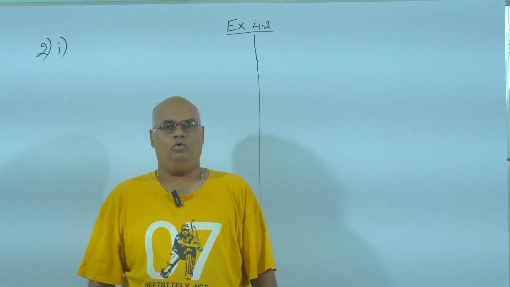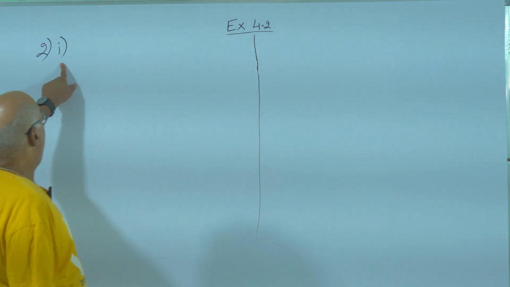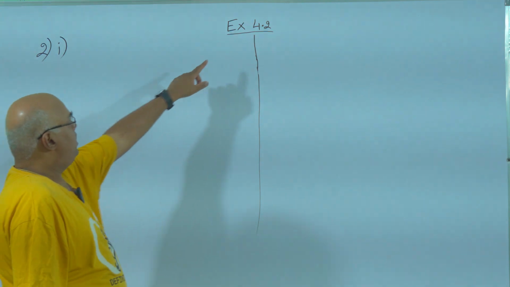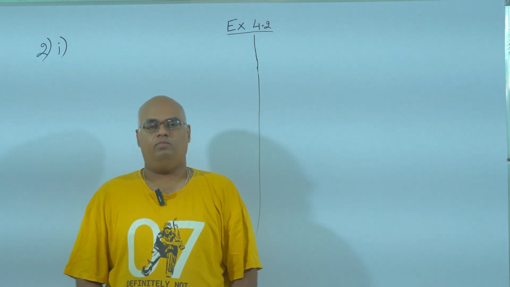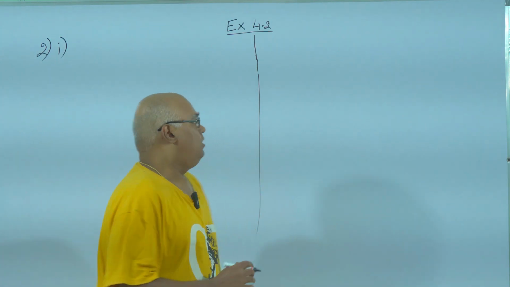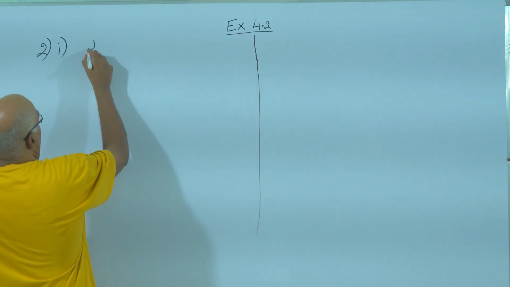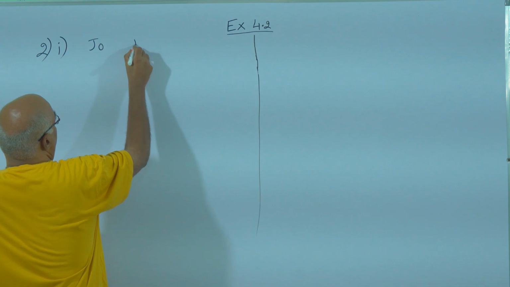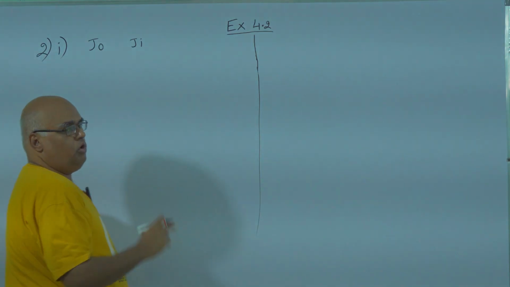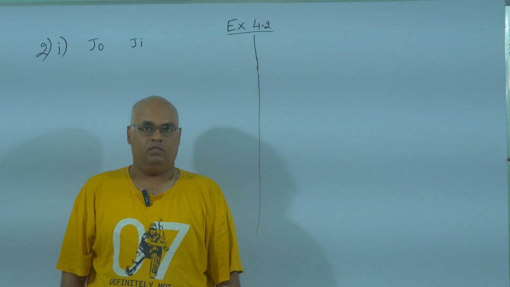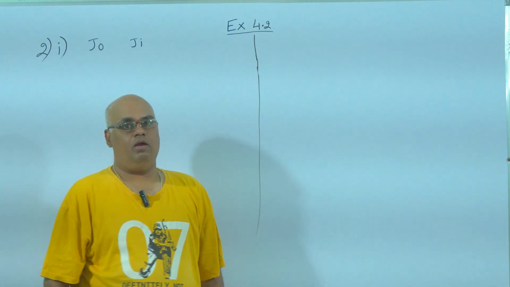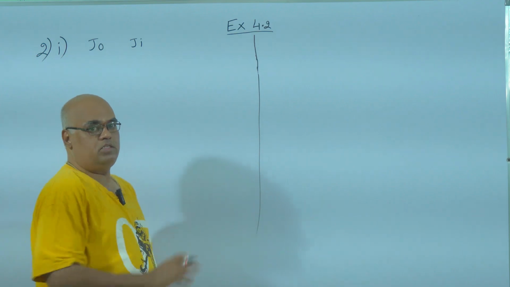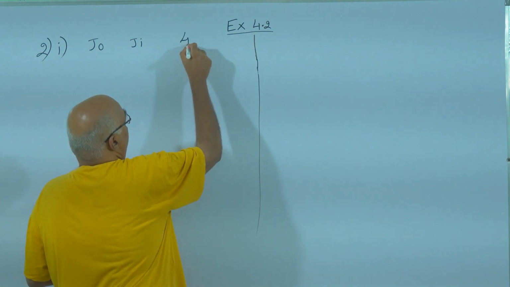In this video, I am going to solve the first bit of second problem of exercise 4.2 from the NCERT textbook. In the first bit of second problem, there are two people, say John and Jivanti. These both are having marbles. So the total number of marbles John and Jivanti are having is nothing but 45. The sum of the marbles is equal to 45.